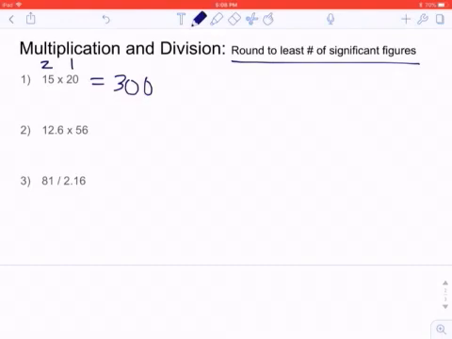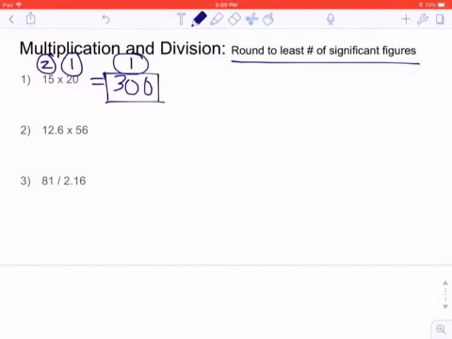significant figure, which means I need my final answer also to have 1 significant figure. Well, 300 is already written as 1 significant figure, so that would be my final answer. So with multiplication and division, we always want to compare the number of sig figs in both numbers, and then our final answer will have the least amount of significant figures.